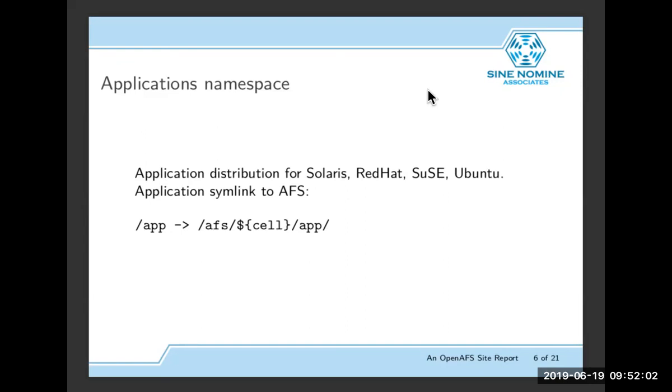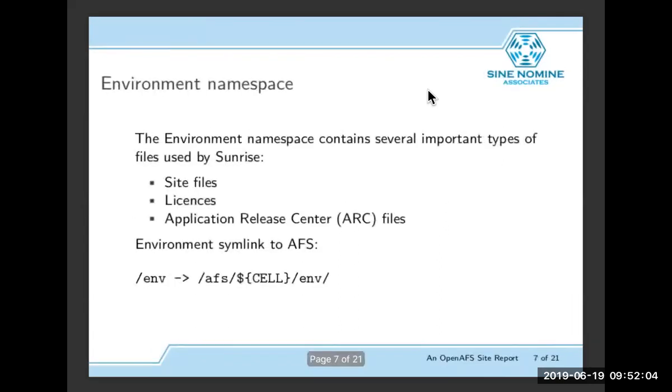So we use the @sys mechanism to manage which binaries to use for that platform. And then the environment space is configuration information for those clients. We have licensing files that are needed because there's commercial software running within AFS, and site-specific files. Cron jobs are all managed through this, things like that. On managed servers there's an /env directory, which is a symlink to environment variables that are all managed through AFS. And of course, the cell depends on which local cell that client is in.